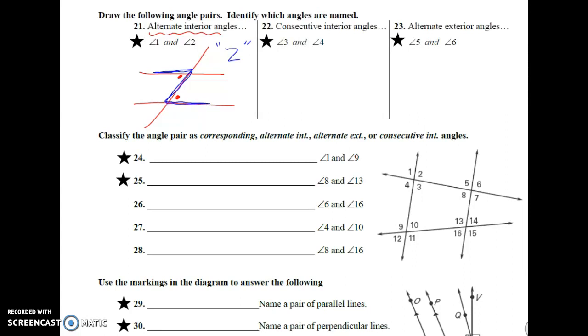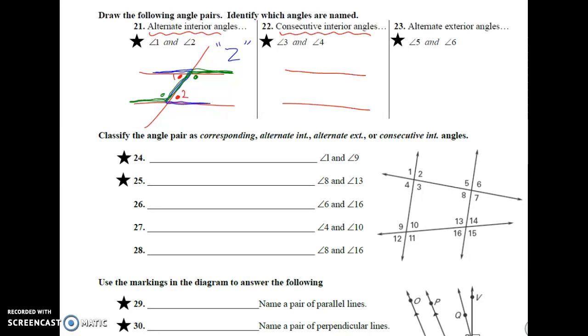The Z can be forward or it can be flipped around and be backwards. I could do these lines here, and that's a little bit more slanty of a Z, but those are alternate interior angles. A question asks us to label them 1 and 2, so I'm just going to put a 1 here and a 2 here. My alternate interior angles. For question 23 or 22, they're now asking us to do consecutive interior angles.